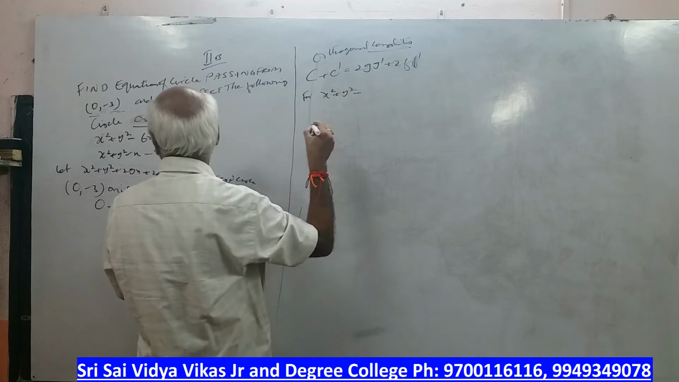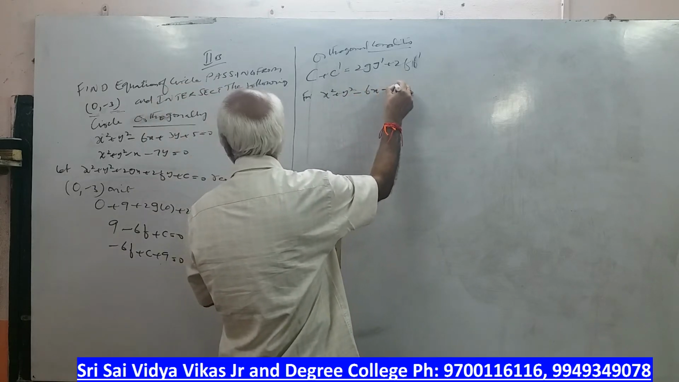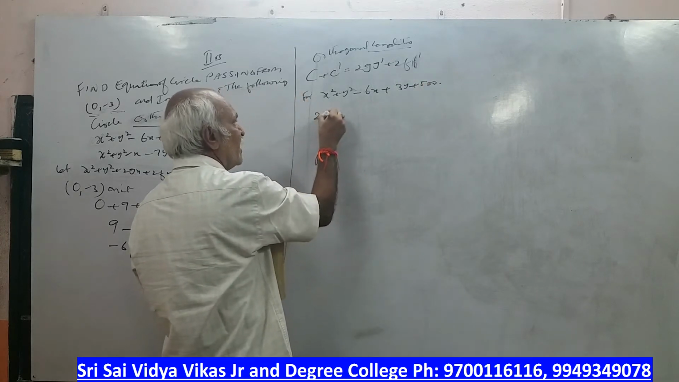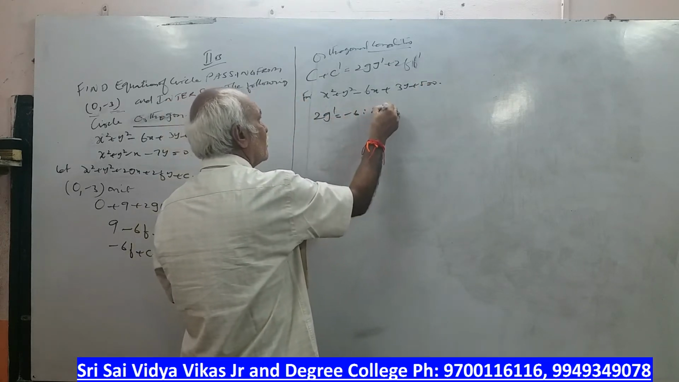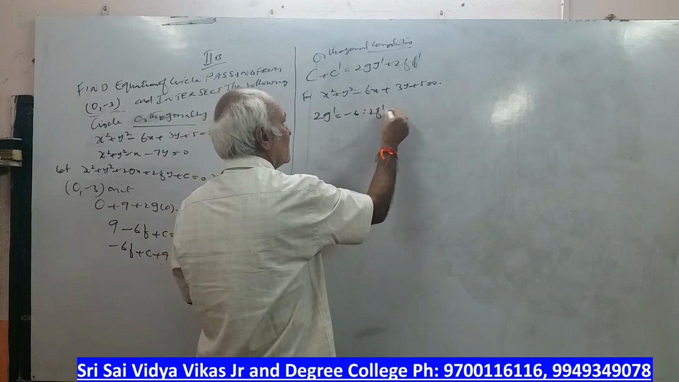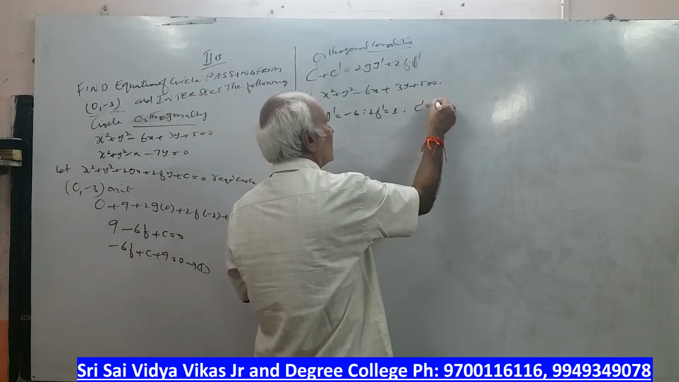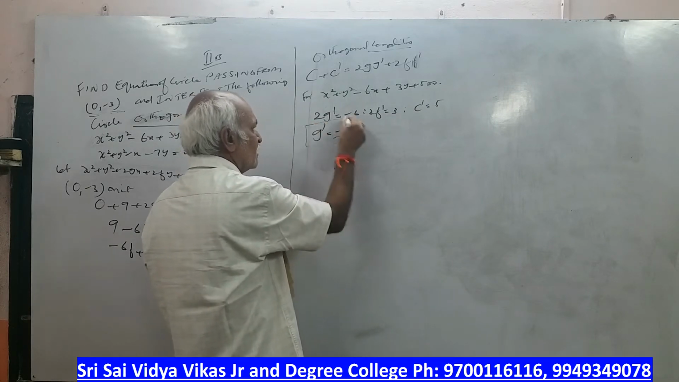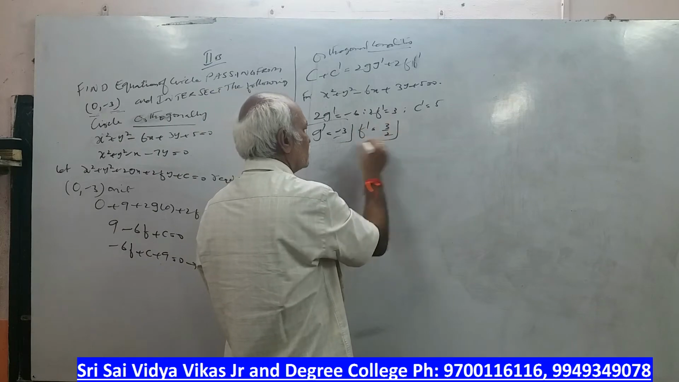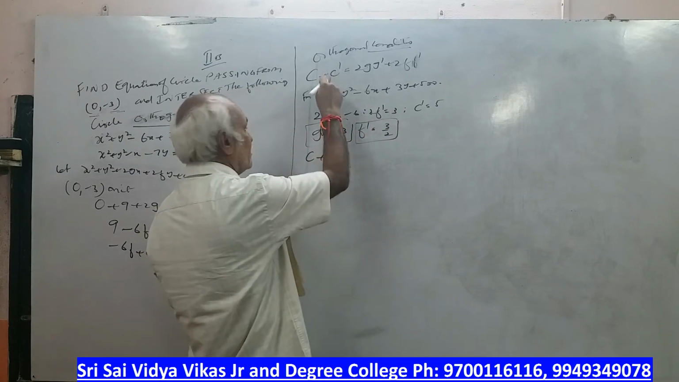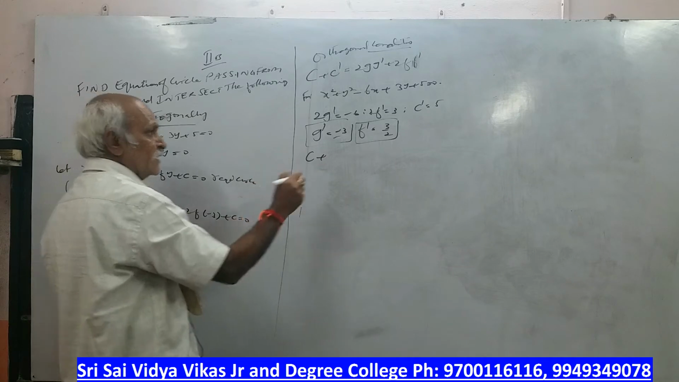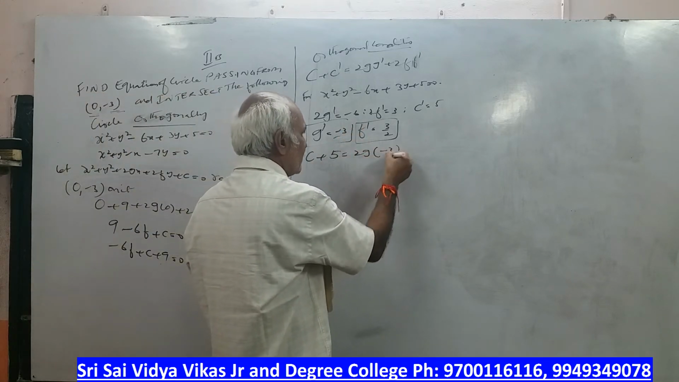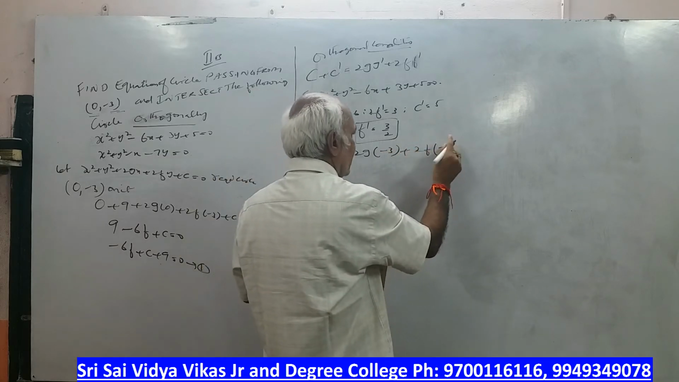For x square plus y square minus 6x plus 3y plus 5 is equal to 0: 2g dash is minus 6, 2f dash is 3, and c dash is equal to 5. What is g dash? Minus 3. F dash is 3 by 2. Now c plus c dash. Now we do not know the c value, sir. So we have to write c. C dash is what, sir? 5 is equal to 2 into g into g dash minus 3, plus 2f into 3 by 2.